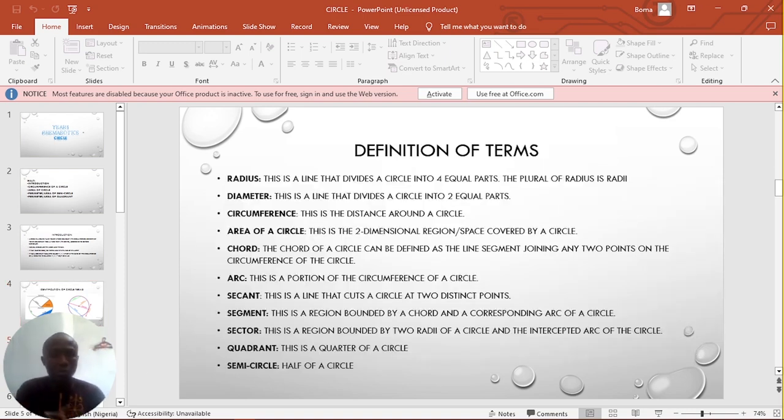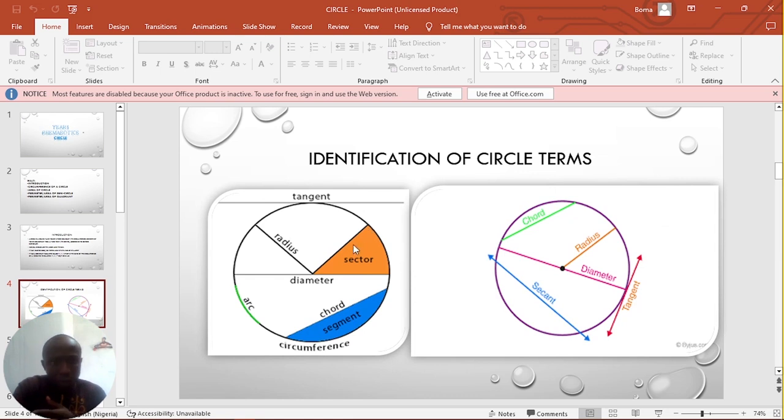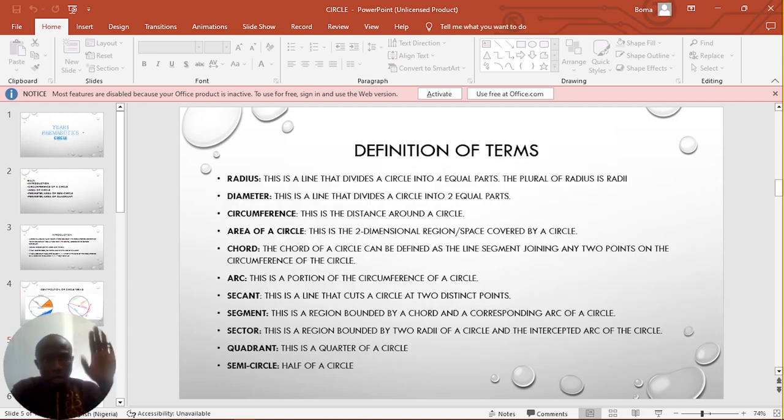So definition of terms. First, the radius. What is the radius? The radius of a circle is that line that divides the circle into 4 equal parts. You can see this line. It's actually the diameter of a circle divided by 2. So half of the diameter of the circle. Don't forget the diameter is what divides the circle into 2 equal parts, while the radius divides the circle into 4 equal parts. So that's for radius. Now we move to diameter.